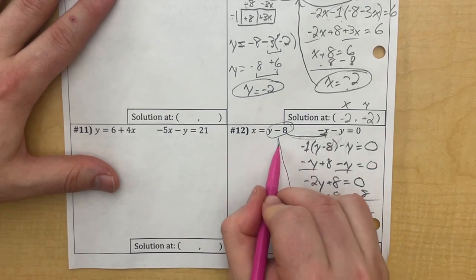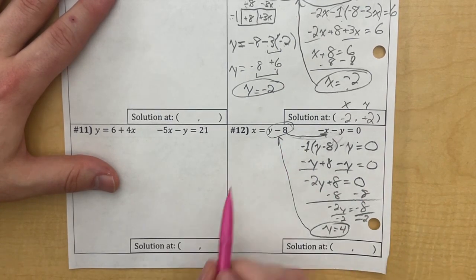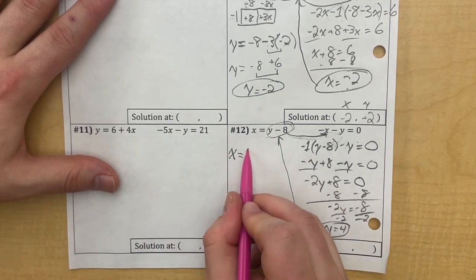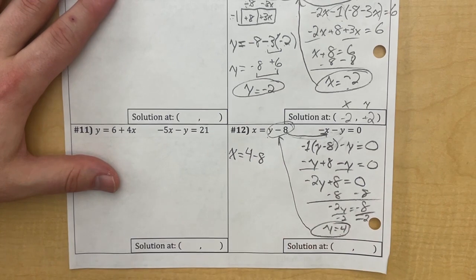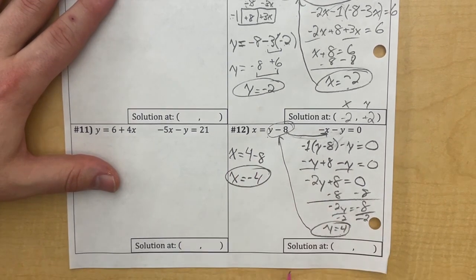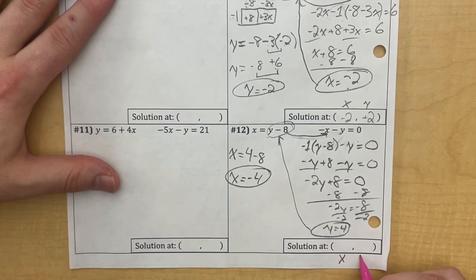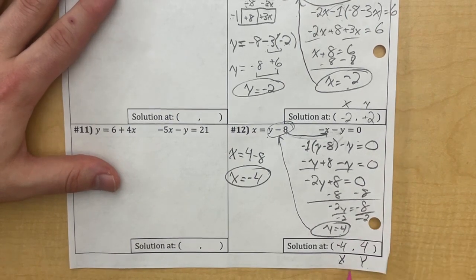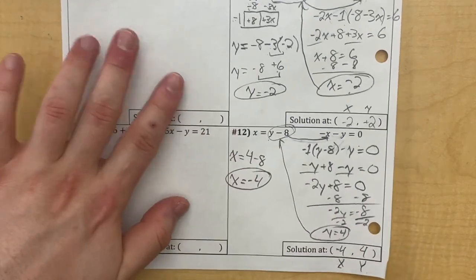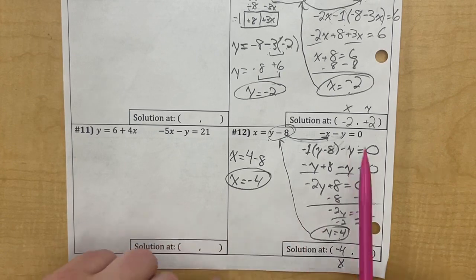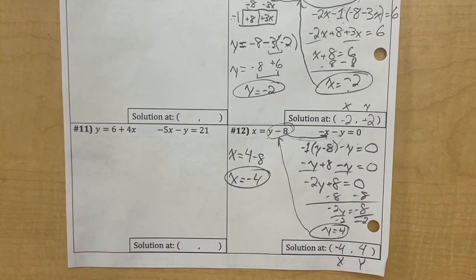Take that value, plug it into your original equation, and simplify it to get a value for x. So I have x equals, instead of y, I now have a 4, so I have 4 minus 8, and so I'm going to say x is going to be equal to a negative 4. Again, make sure you're always writing your solution as an ordered pair x and y. So I have my x value as negative 4, my y value as positive 4. So the solution, meaning where those two lines for the system cross, is going to be negative 4, positive 4.